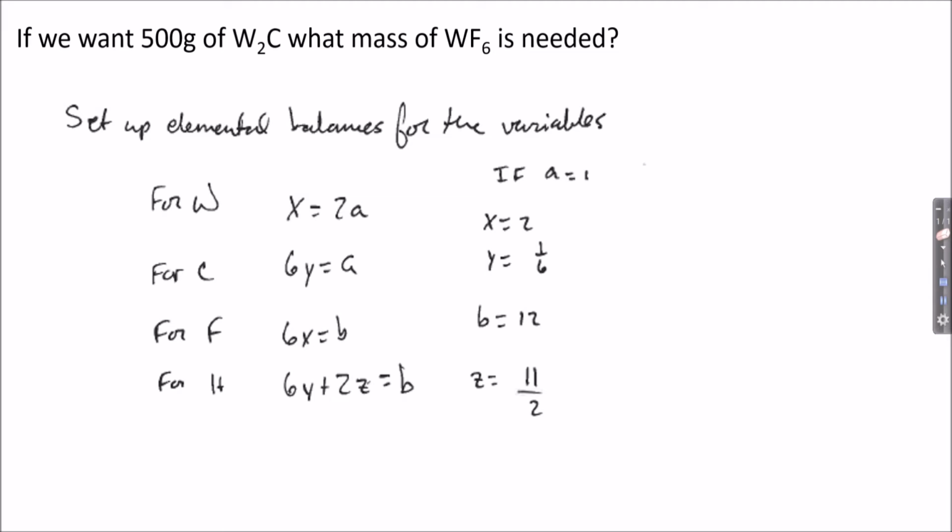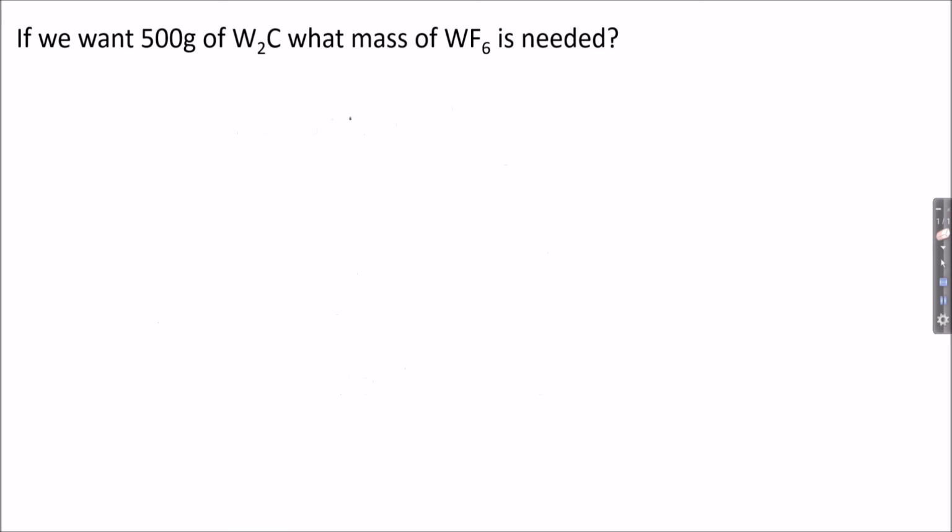We have a problem that's asking: if we want 500 grams of W2C, or tungsten carbide, what mass of tungsten hexafluoride do we need? If you remember, we set up our elemental balances for our variables, so it actually becomes very simple. The first thing we have to think about is what basis we want. So what is our basis here?